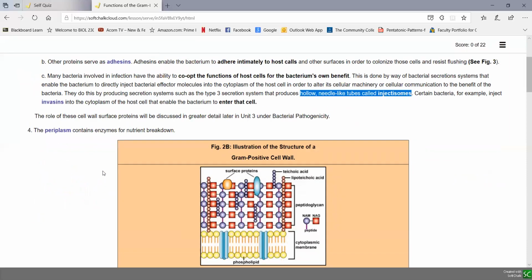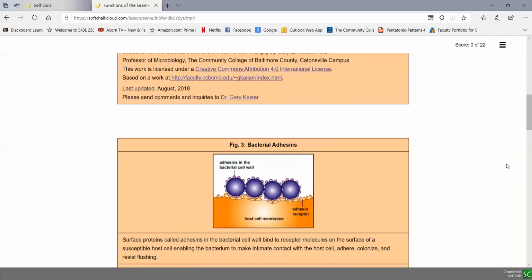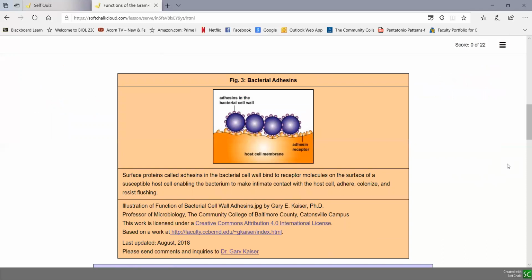And then the periplasm, the space between the cell wall and the cytoplasmic membrane, usually contains enzymes for nutrient breakdown so the nutrients can then cross the cytoplasmic membrane, typically by active transport. So in figure 3 here, we see a gram-positive bacteria, and the little circles on the streptococcus represent proteins in the cell wall called adhesins, which bind to receptors on our cells. That allows the bacteria to colonize that cell and resist being flushed away so they can continue to adhere to cells and spread out over cells as they replicate.